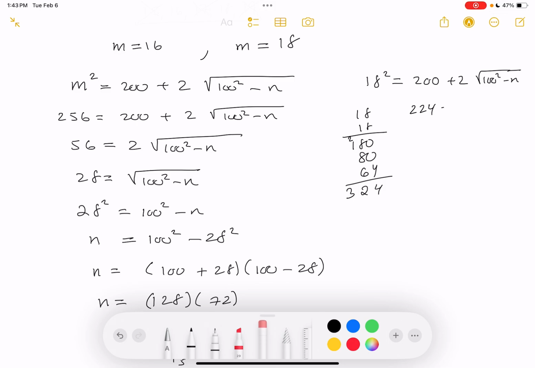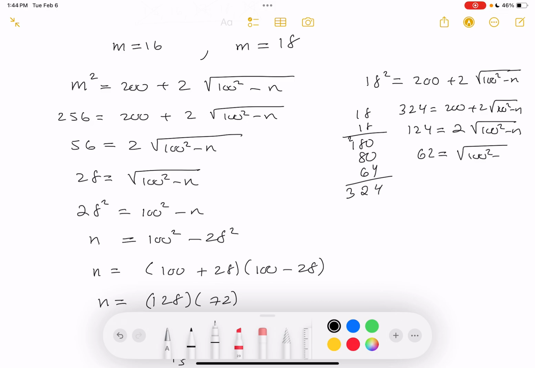Whoops, that's not correct. 324 equals 200 plus 2, 100 squared minus n. I'm still trying to figure out n, by the way. That's going to be 124 equals 2 square root 100 squared minus n. Divide by 2, that's going to be 62 now. And then you get the square root 100 squared minus n. I'm going to square both sides, 62 squared, 100 squared minus n. So n will equal 100 squared minus 62 squared.